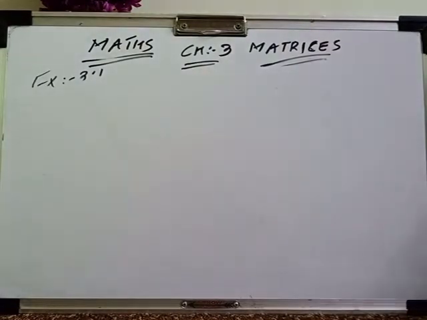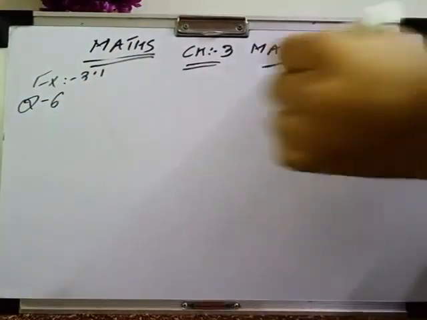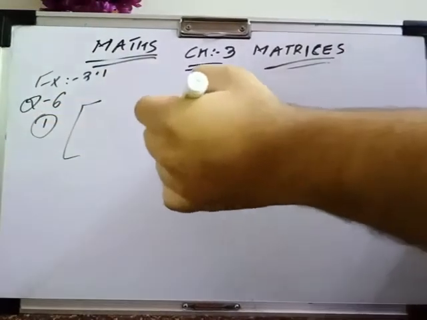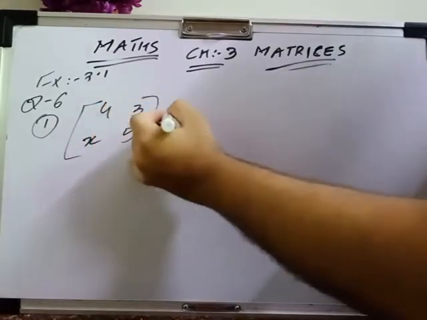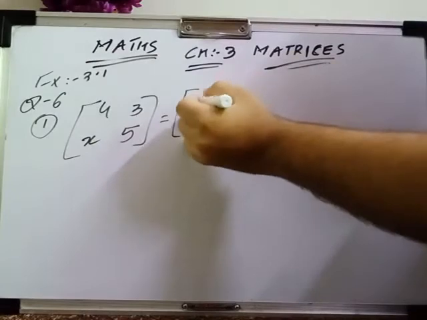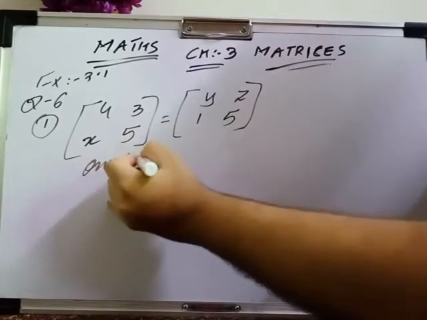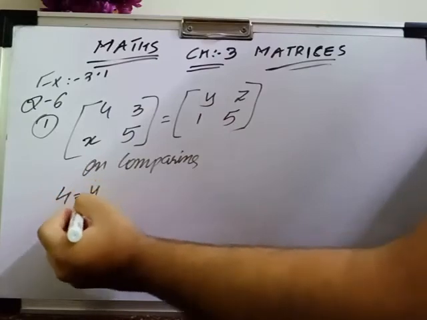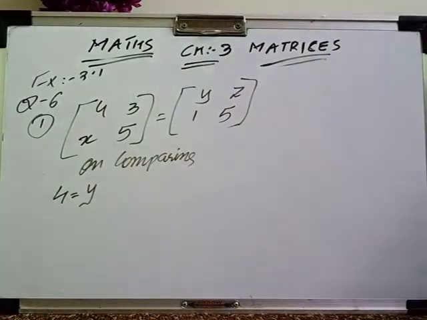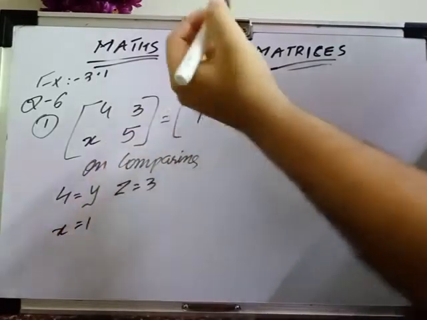Let's try to understand the sixth question, where we have to apply the concept of equality of matrices. Here in the first part it is given the left hand side matrix as 4 3 x 5, whereas on the right hand side it is given another matrix, right? So on comparing, I will have 4 is equal to y, the first row first column element will be equal to the right hand side first row first column element, right? z will be 3, x will be 1, and 5 is equal to 5, right?